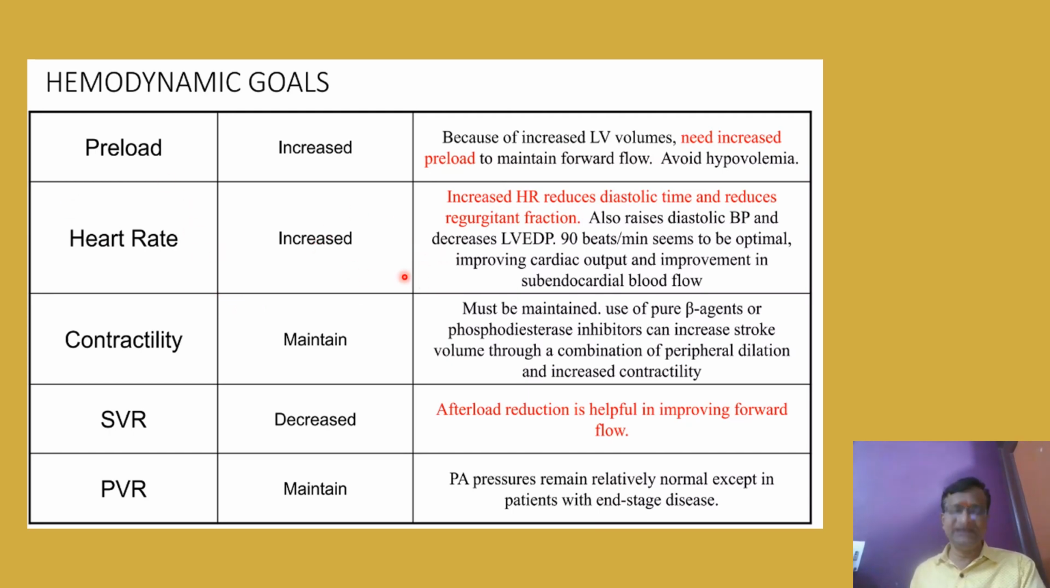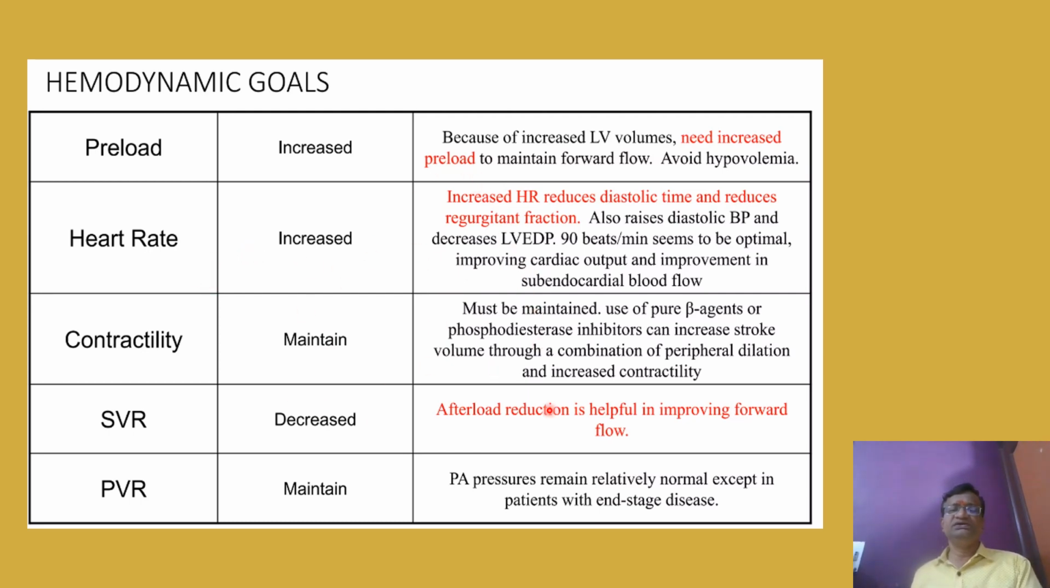Heart rate is slightly increased. This has been slightly countered, but people say keep it at 90 to 95. Increased heart rate means decreased diastolic time. The problem is diastole, because there is regurgitation in diastole. If you decrease the diastole from about 0.6 seconds to 0.4 seconds, then it is possible that you have less regurgitation and more forward flow.